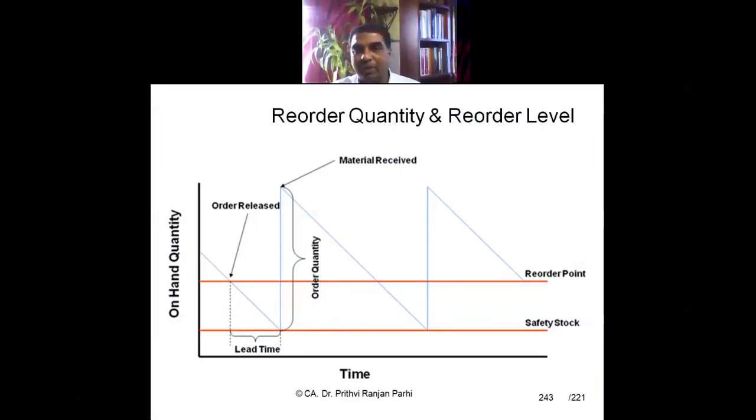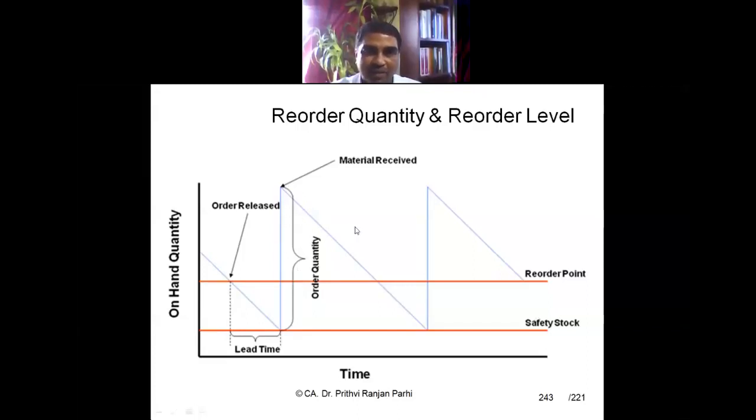What is reorder quantity? It is EOQ. That's the quantity for which you are going to place an order. And what is reorder level? Reorder level is the point at which we place the order. Here you see, this is the reorder point, this is the safety stock, and this is the quantity you are ordering. Ideally, you should order EOQ.